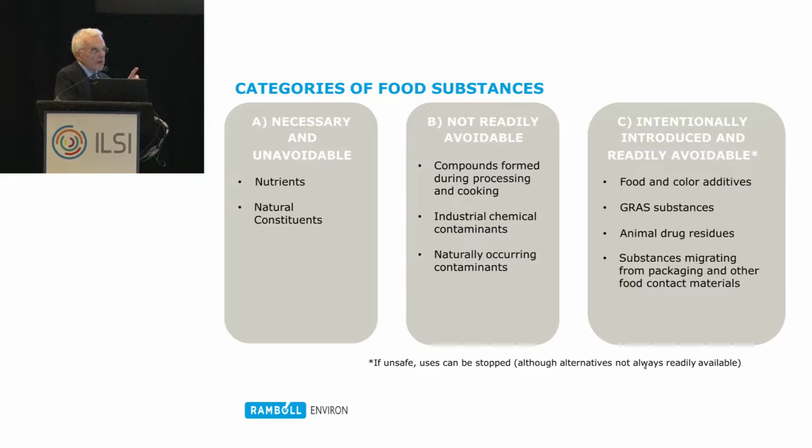Some may disagree, but I think it's useful to talk about, let me begin on the right, category C, substances which we intentionally introduce. The list is there: food and color additives, GRAS substances, animal drug residues. There's something important missing, I just noticed. Pesticide residues are in this category as well. I don't know what happened to that.